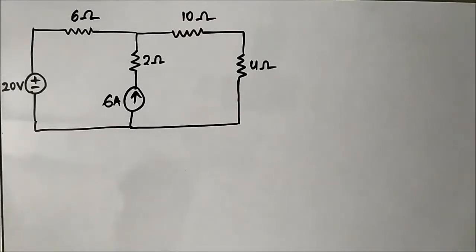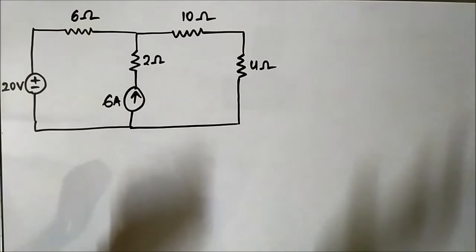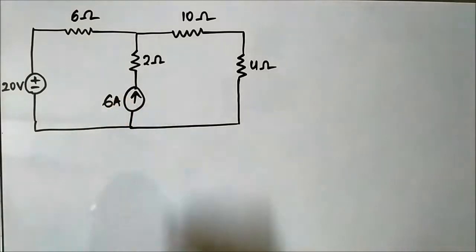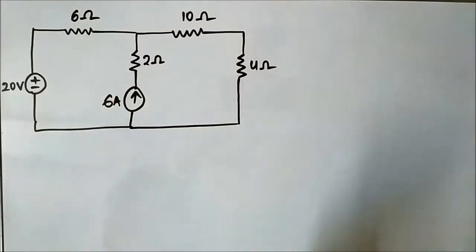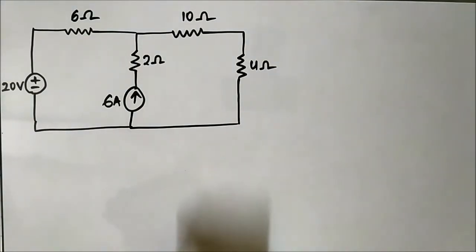Hello friends. In the previous video we discussed mesh analysis with current sources involved at one end of the circuit network, the simple and straightforward circuit. In this video we are going to discuss circuit networks involving current sources in the middle, common to all meshes, which is the concept of super mesh.